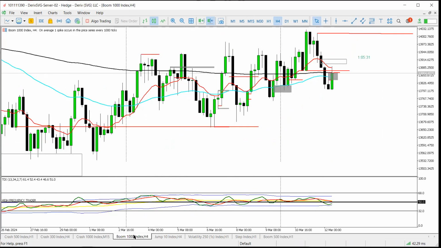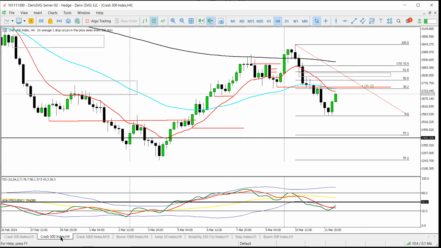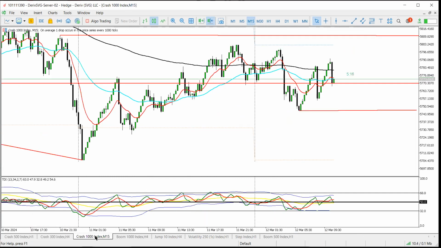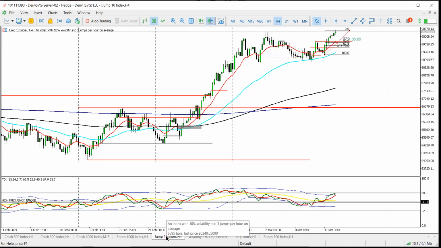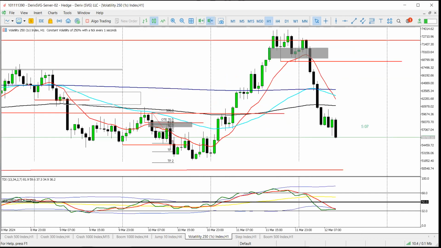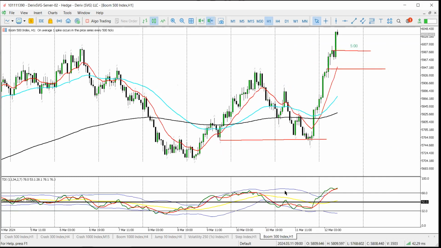C5 still nothing. Sorry, on B5. So C5 we're still stalking, nothing solid. C300 is coming into a point of interest. We've got a 4-hour fair value gap. We'll wait for it there. C1000 is still stalking. B1000 we already took a good trade there. J10 we wait for a retracement. V250 we'll wait for them to retrace as well. Step, wait for a retracement. B5 wait for a retracement.